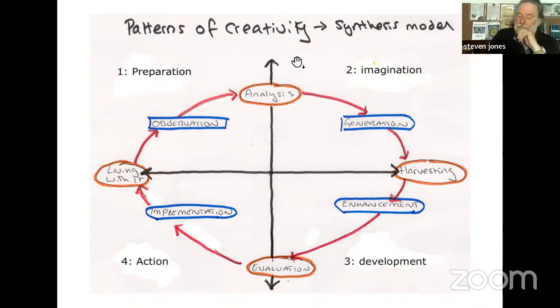Okay, so we then feed all of that observation into the next stage, which is the analysis. So what did our observations mean? Can we make some sense of that?